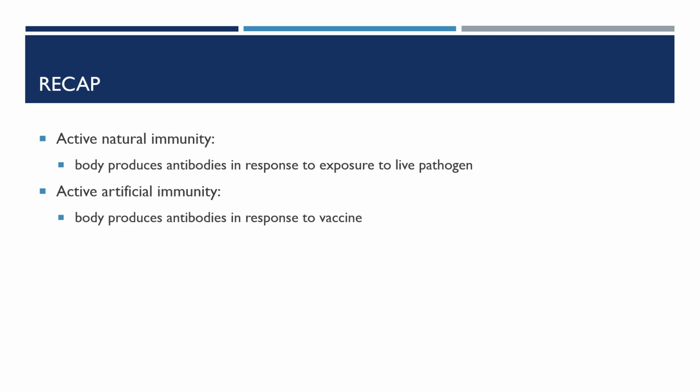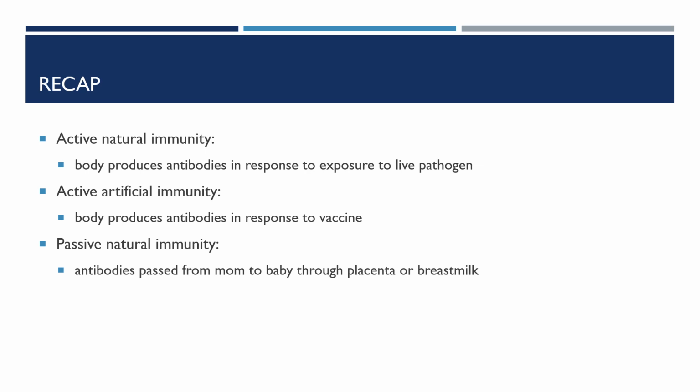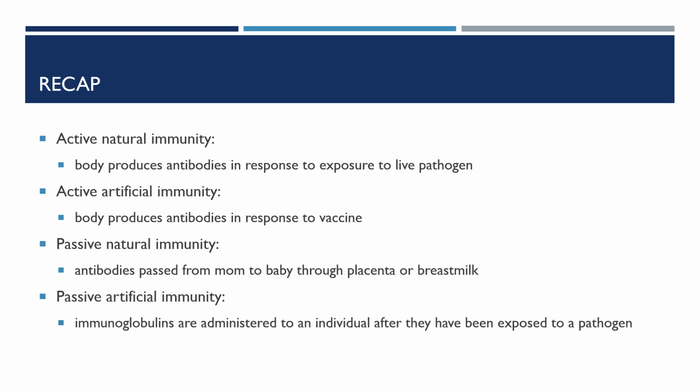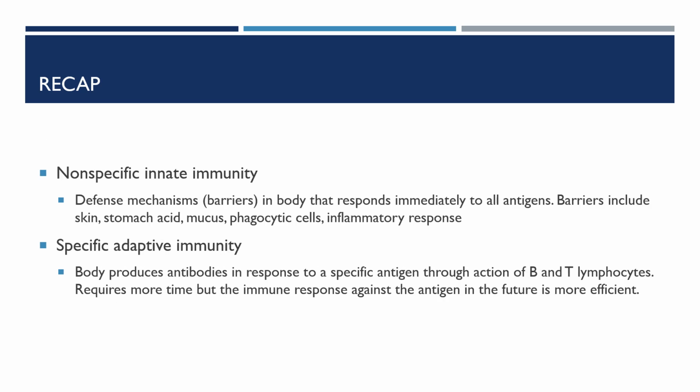The active artificial immunity is the response to vaccines. Our body produces antibodies in response to vaccines. Passive natural immunity could be from mom to baby, passing through the placenta or the breast milk. Passive artificial immunity is when immunoglobulins are administered after the patient has been exposed to a pathogen. Non-specific innate immunity, we didn't really talk too much about this, but I'd like you guys to read about this. You can find more in your book.